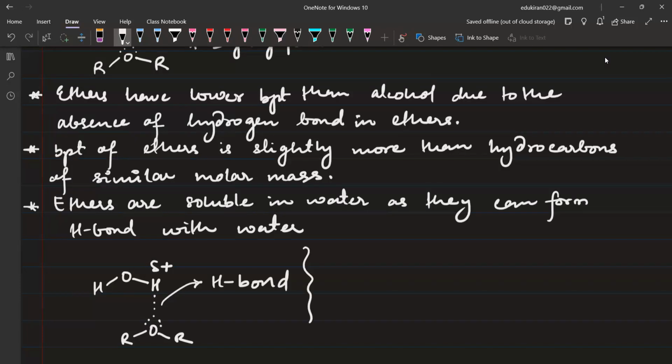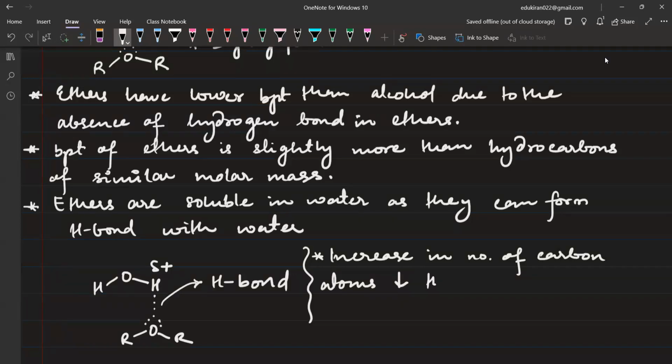And same point as we have seen many times, increase in number of carbon atoms decreases the solubility of ether.